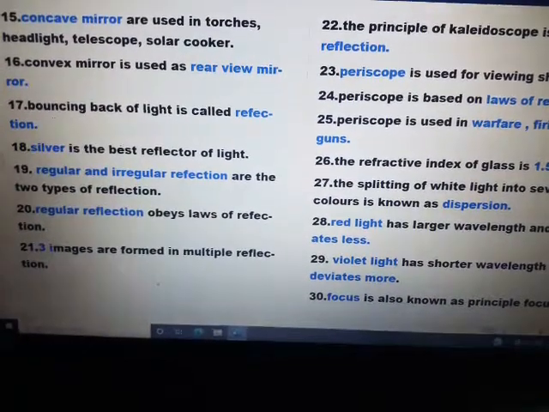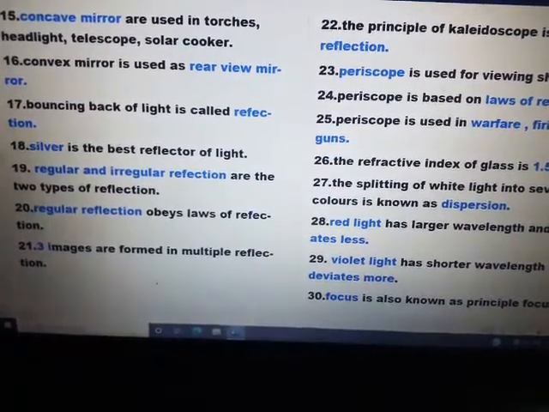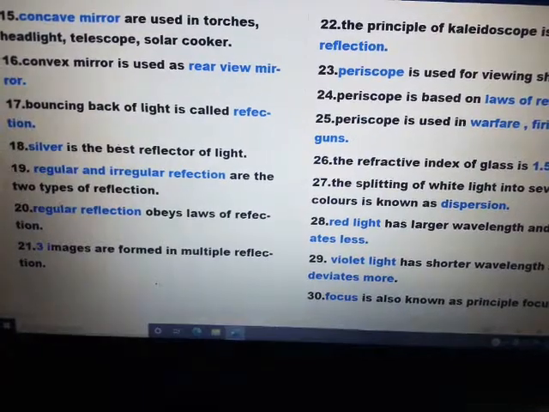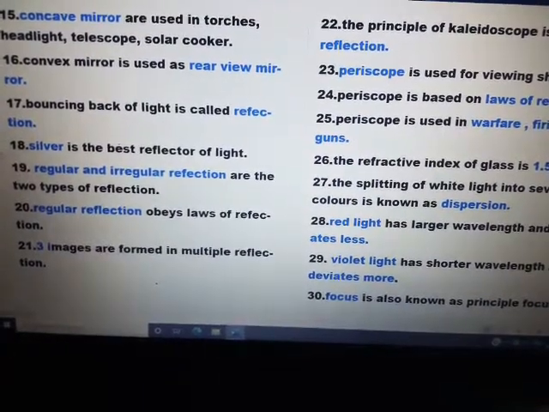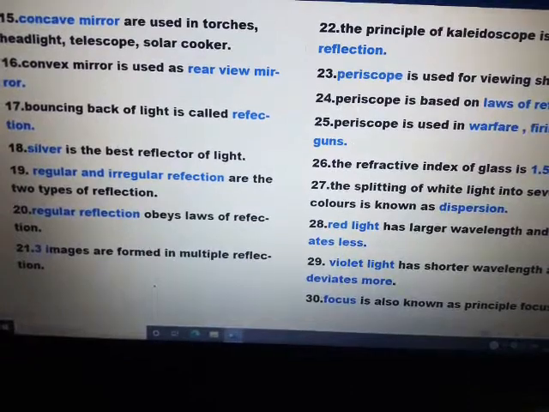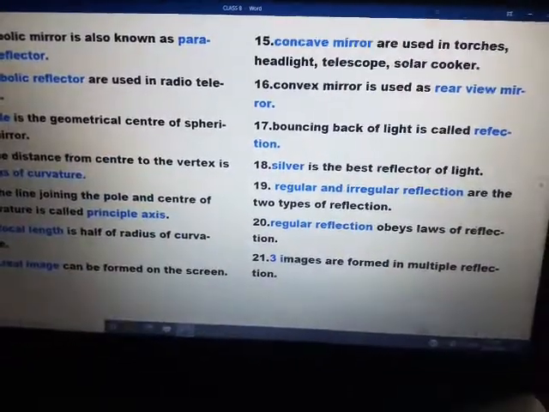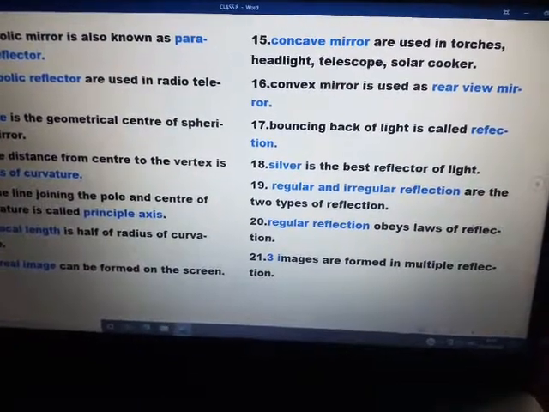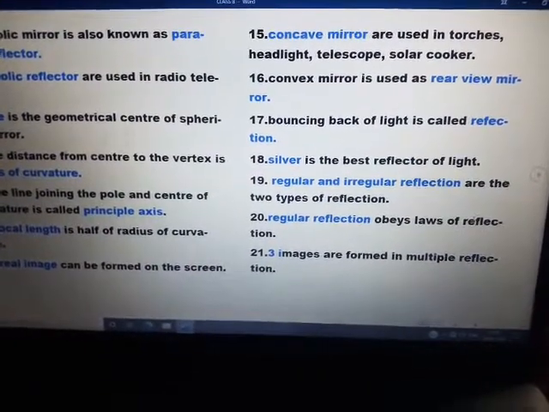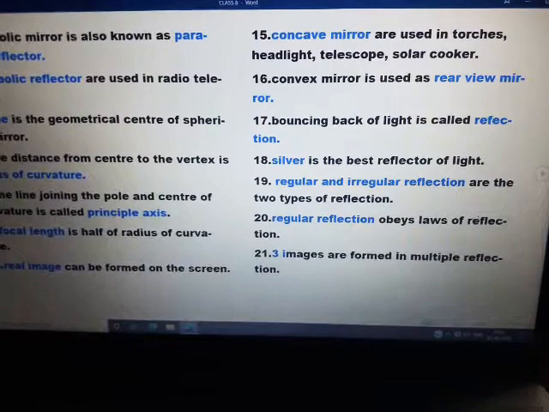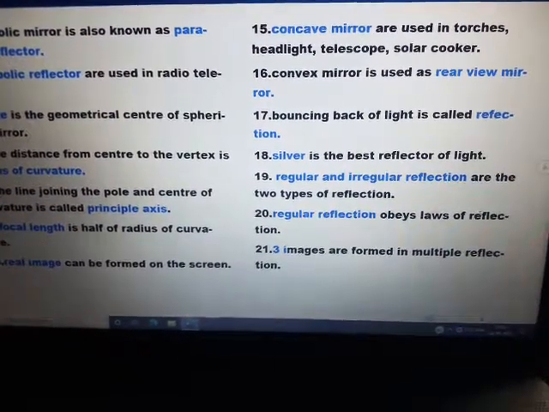19th question, dash are the two types of reflection. Reflection are two types. One is regular reflection and irregular reflection. 20th, dash obeys the laws of reflection. Regular reflection obeys the laws of reflection. This irregular reflection do not obey the laws of reflection.